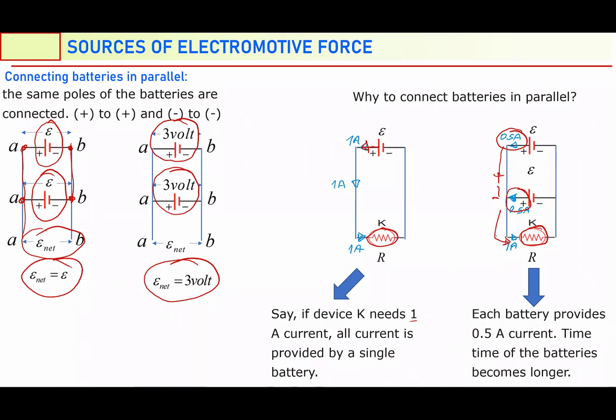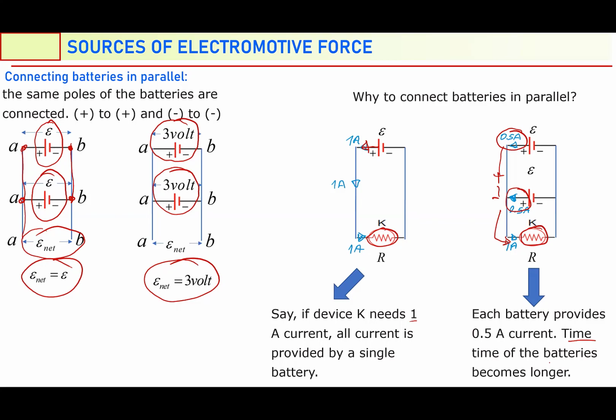So in this case, each battery provides less electric current. Why? What happens if a battery provides less electric current? The lifetime of the battery becomes longer. So if you want the batteries' lifetime to be longer, it is better to connect batteries in parallel. There is no other practical use for connecting batteries in parallel. So E net will be the same here? Yes, same EMF. There is no increase in the EMF value, no decrease in the EMF value.